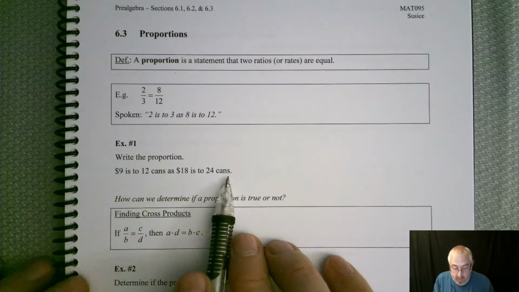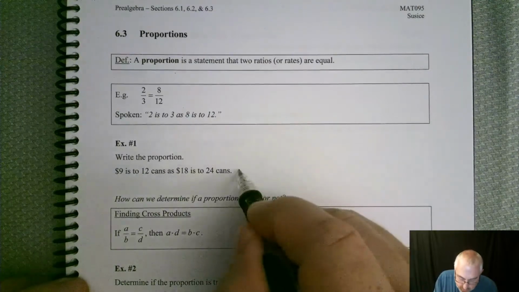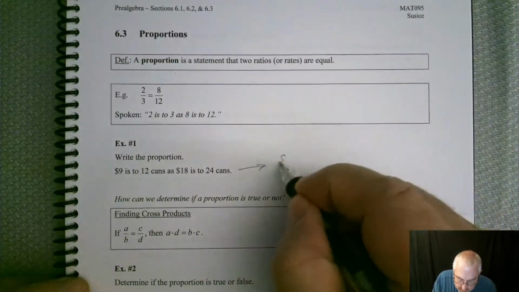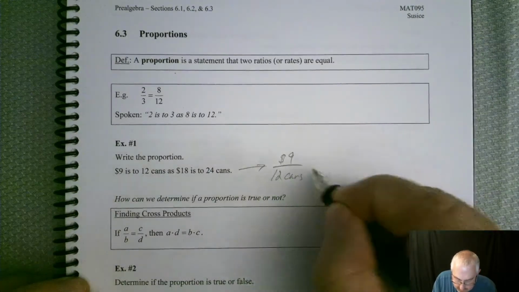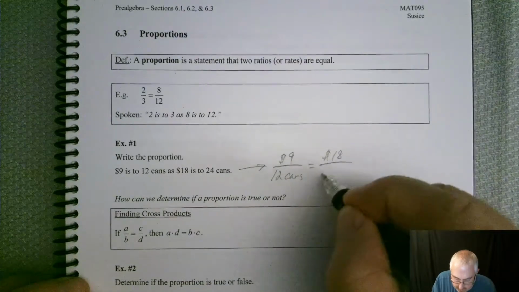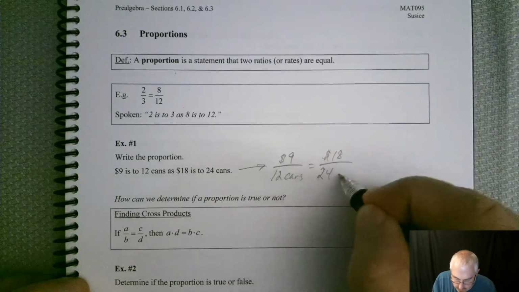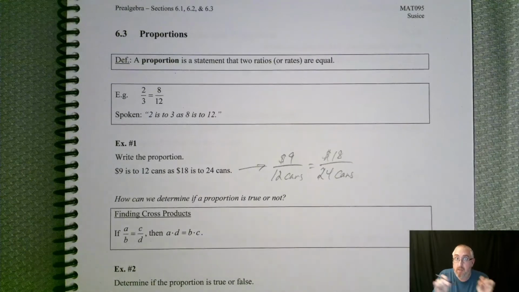is to 24 cans. Again, all we're doing is writing it as a proportion. We're not doing anything with it. We're just writing it as a mathematical statement. So we should just simply write $9 on top, 12 cans on the bottom, equals $18 on top, and 24 cans on the bottom. And that's it. That's all they want you to do is just translate it from words into a mathematical proportion.